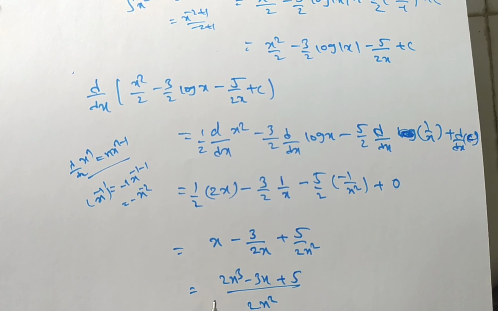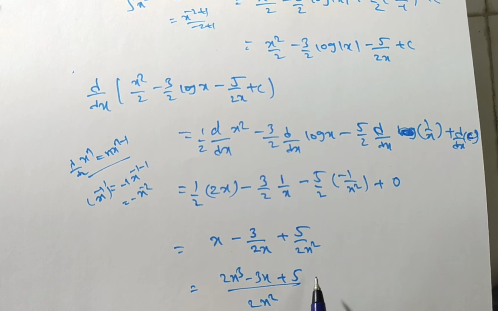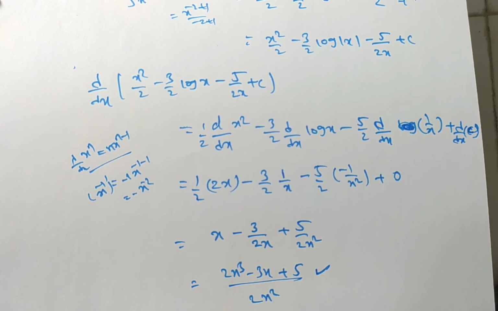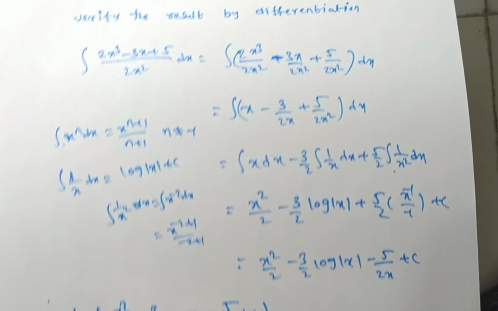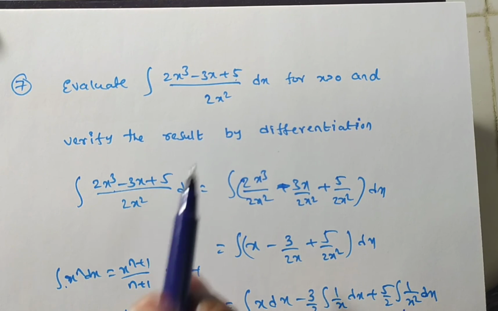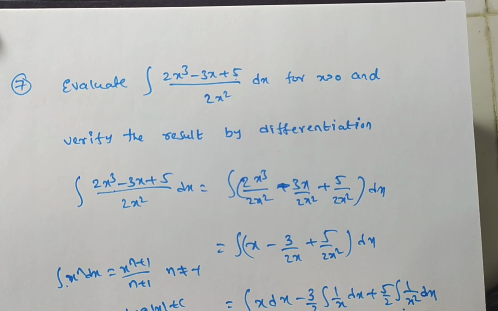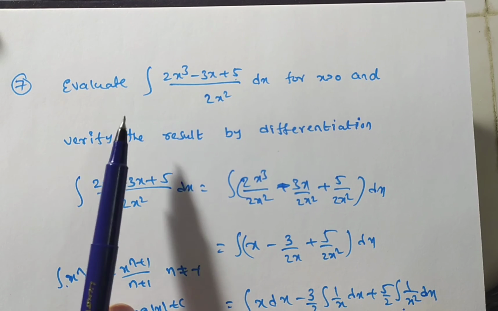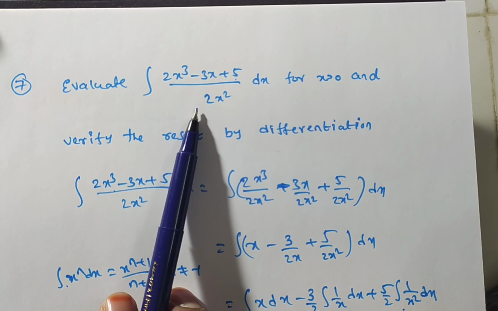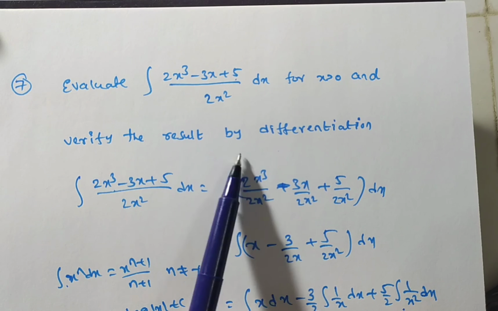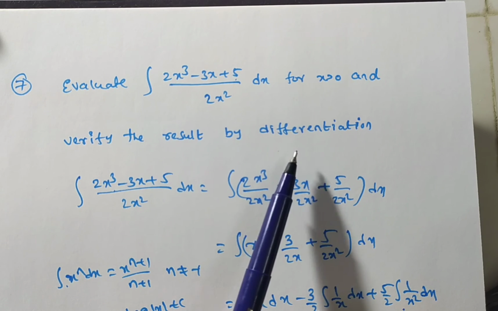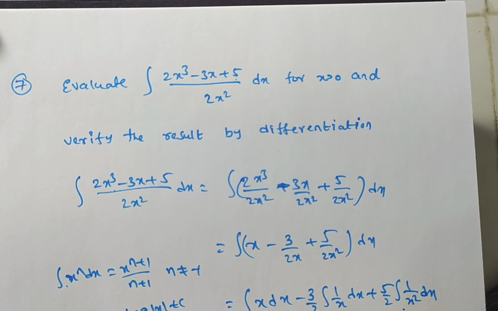Now you observe, is it the integrand of the given integration or not? Check it here: 2x cube minus 3x plus 5 by 2x square. 2x cube minus 3x plus 5 by 2x square. That's it. So what have we done now? We have evaluated the integration of the given problem and also verified the result with the differentiation. Is it clear for everyone?